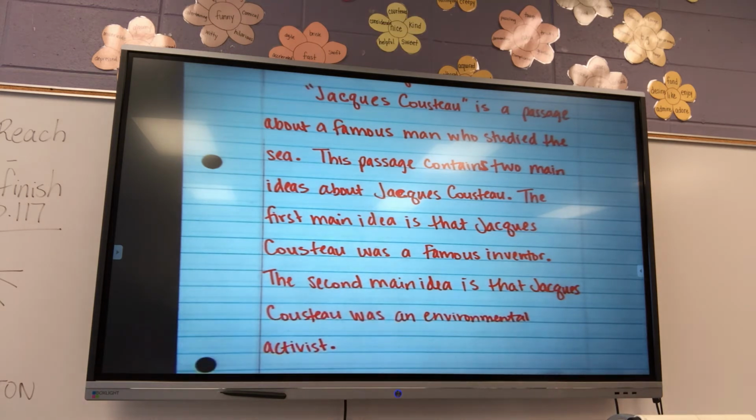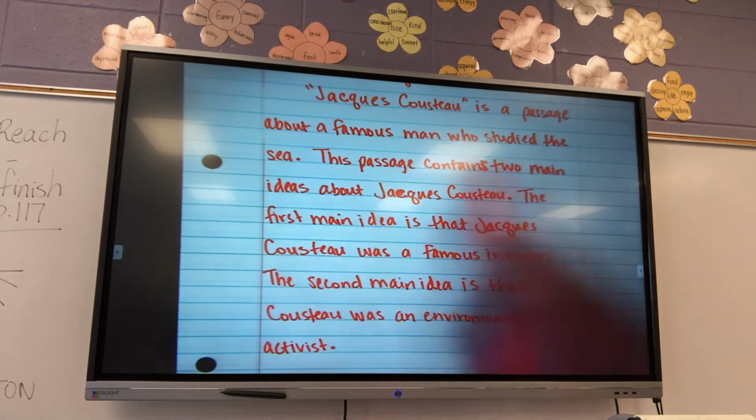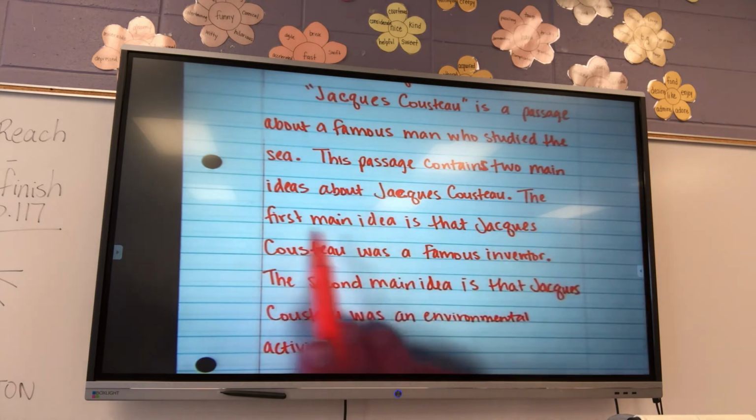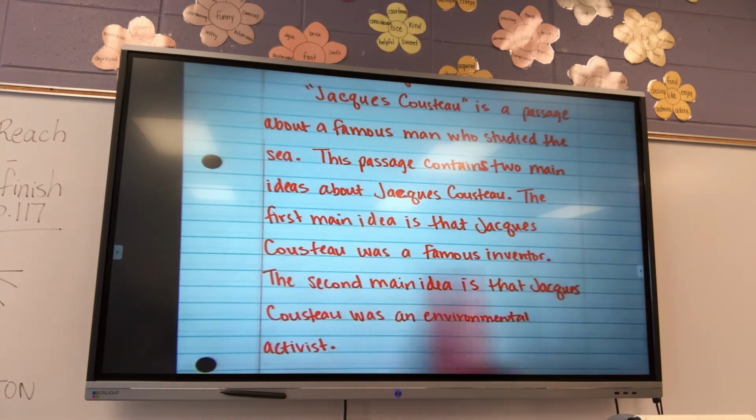Now, I'm going to kind of tie this up a little bit to let it flow into my next paragraph, which is going to start the body of Jacques Cousteau, and it's going to cover details about his inventions and details about him being an environmental activist. So, Jacques Cousteau is a passage about a famous man who studied the sea. This passage contains two main ideas about Jacques Cousteau. The first main idea is that Jacques Cousteau was a famous inventor. The second main idea is that Jacques Cousteau was an environmental activist.